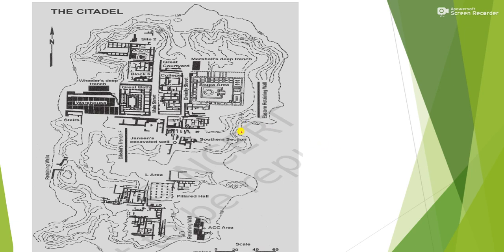Now a detailed layout of the citadel is given. Points to remember: a warehouse was present in the citadel, and then the Great Bath. It was also in the citadel. Otherwise it is not of much importance.